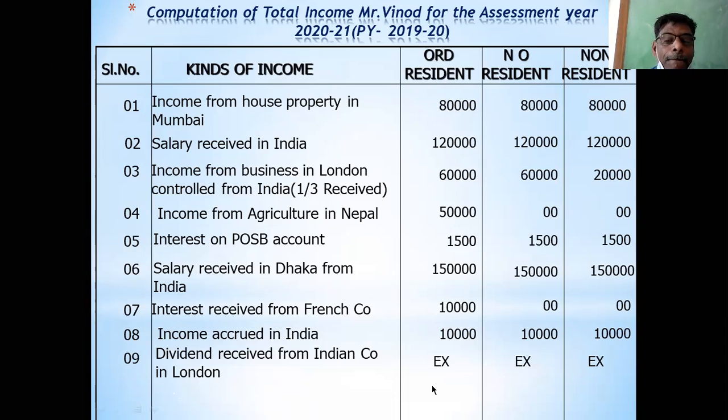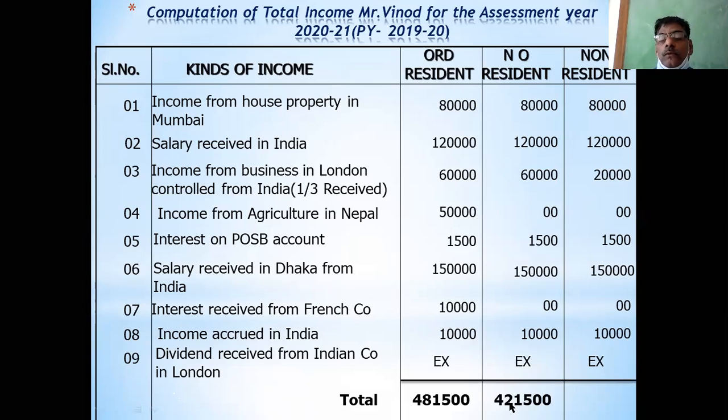You take the total of each column. The first column total is 4,81,500. Second column 4,21,500. And last column 3,81,500. While taking the total, sometimes I commit mistakes. Therefore, you have to take care regarding totaling. Previously I committed a mistake regarding the total. So while taking the total, you once again take the total and record it in your notebook.